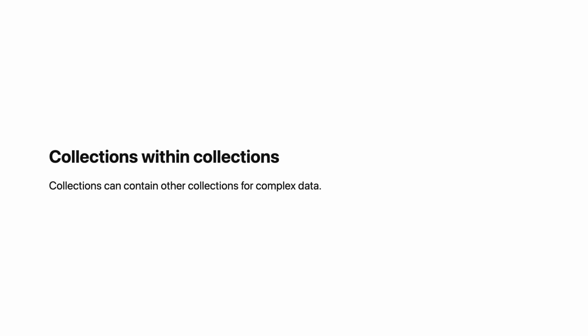Iteration is how you transform data. Filter out unwanted elements. Transform elements to a new form. Accumulate the result. Most data processing is iteration plus operations on each element.